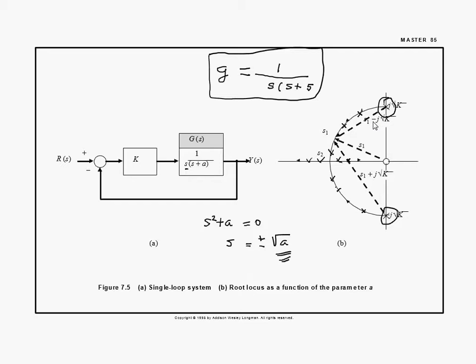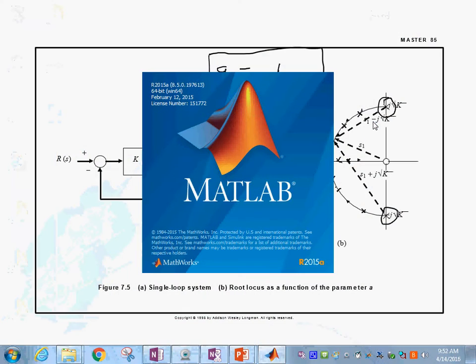How in the world do we do this? Okay, we're still waiting for MATLAB to give us a prompt, and hopefully it does that pretty soon.